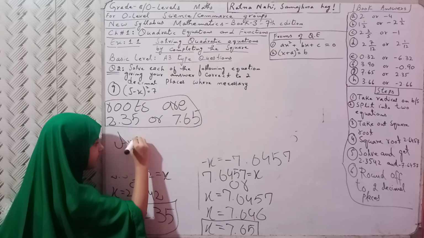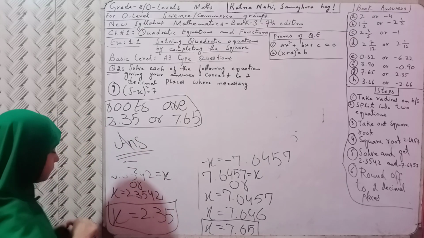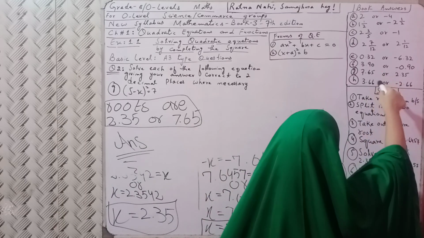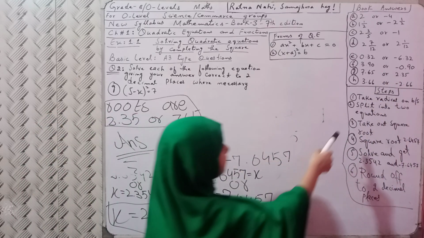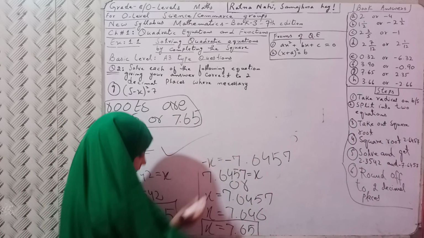So the book answers are written. You can check it. First of all, 2.35. Yes. 2.35, 7.65. It's simple, means this is correct.